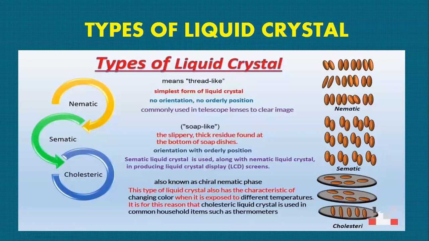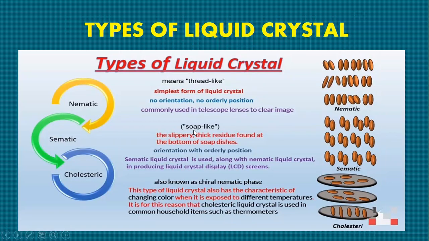Types of liquid crystals. There are three types of liquid crystals: nematic, smectic, and cholesteric. Nematic means thread-like. They are the simplest form of liquid crystals with no orientation and no orderly position. They are commonly used in telescopes to clear the image.